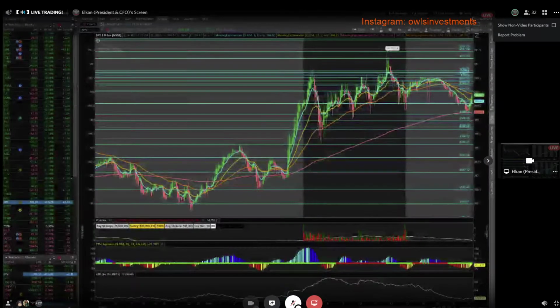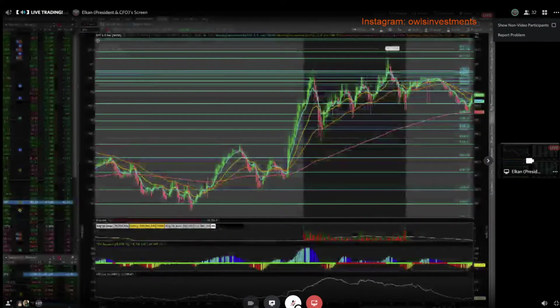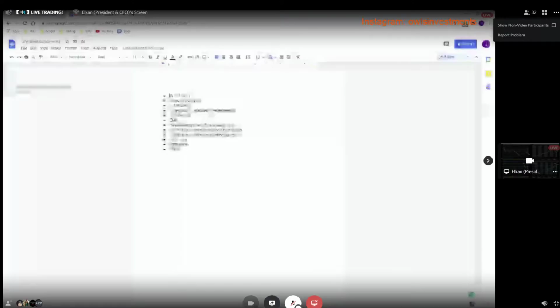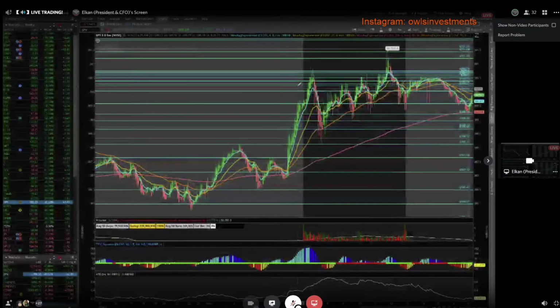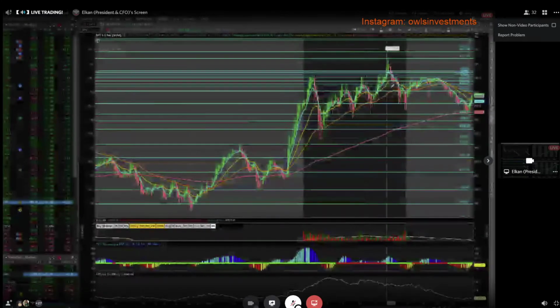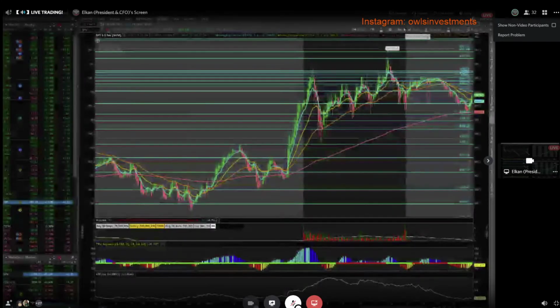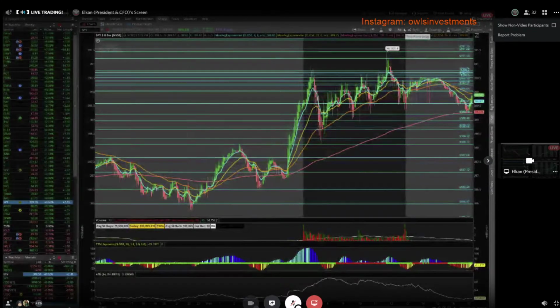Okay, so that's a little bit about time frames, right? Let's talk about support and resistance. So I have all these blue lines here. I know it looks overwhelming, but let me show you how I do them.